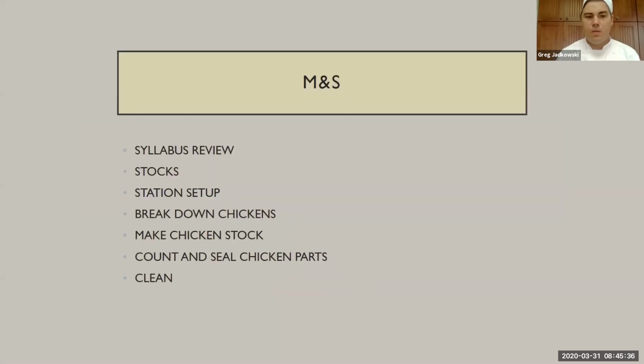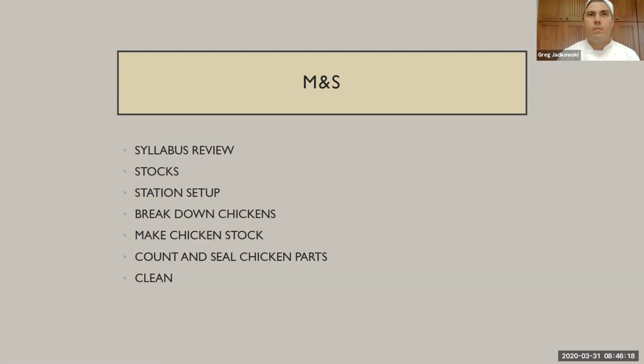So this is the plan for today. The syllabus review we've already done. Stocks, we'll talk about the different kinds of stocks that we're going to be doing in this class. Your station setup, we'll talk a little bit about that. And then how to break down a chicken. You'll be making chicken stock. Count and seal chicken parts. This is what I was talking about: the first chicken, you can use for your dinner. The second chicken, I want you to pack those fabricated parts and use them for something else. And then at the end of your day, you clean up.